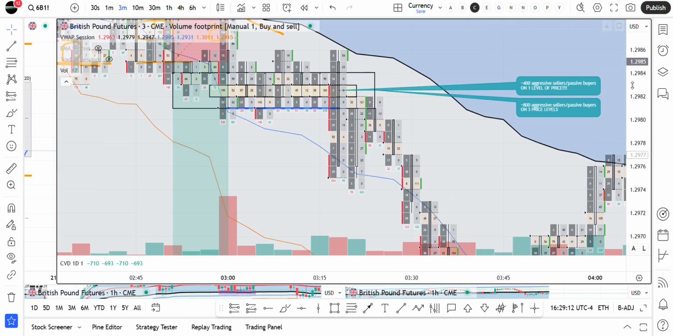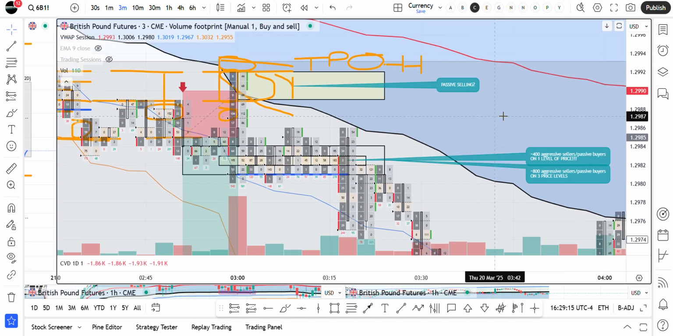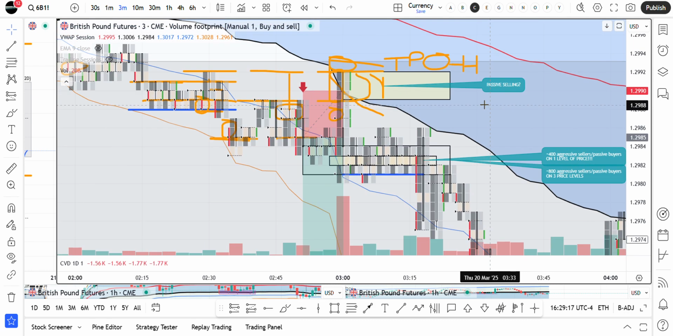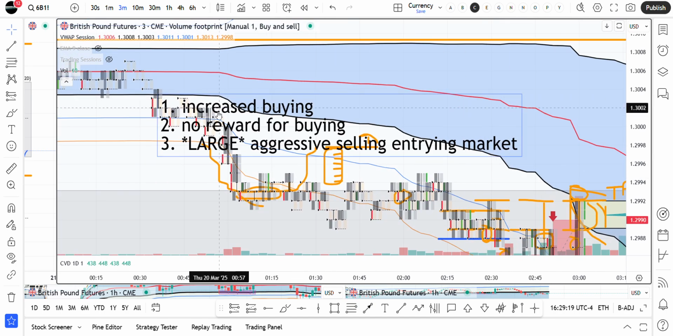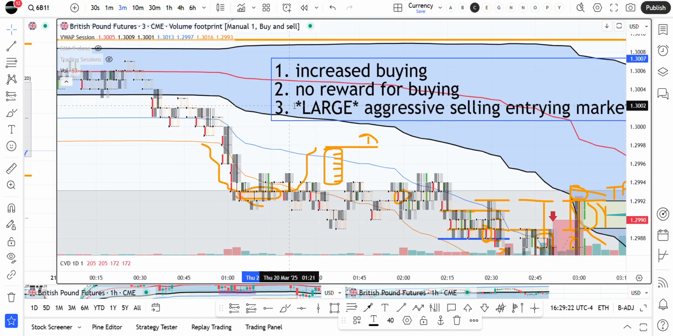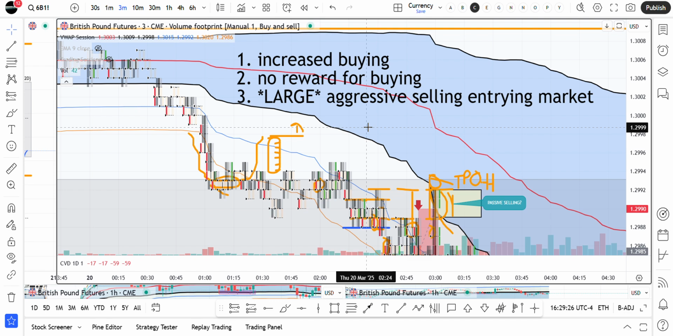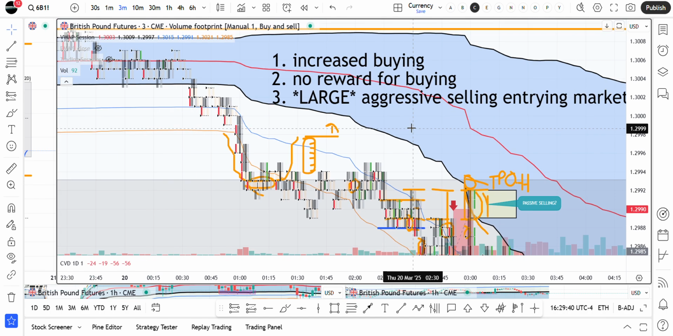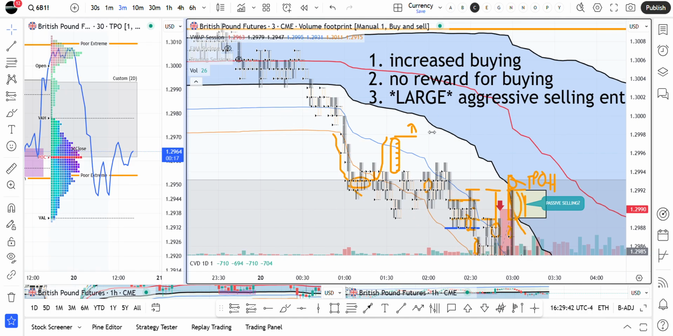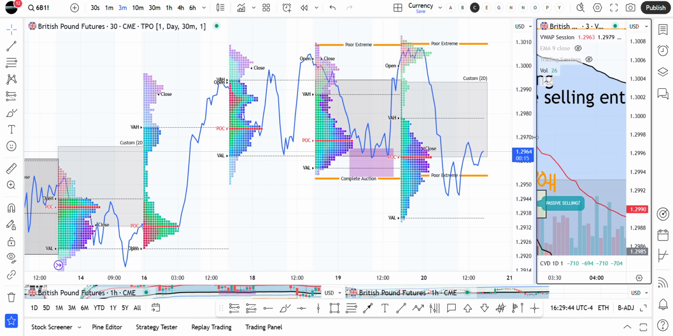Yeah, and it's something I'm looking into, especially these three: increased buying, no reward for buying, large aggressive selling. That's like the kind of 1, 2, 3 I'm using as entries. Obviously, after I have narrative, after I have understanding of where the market wants to go, where the market's likely to go through the use of TPO charts over here.